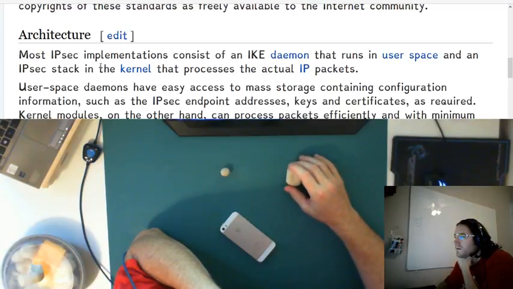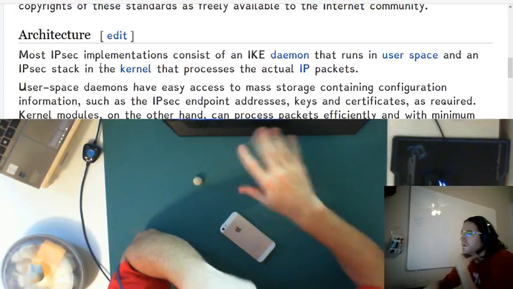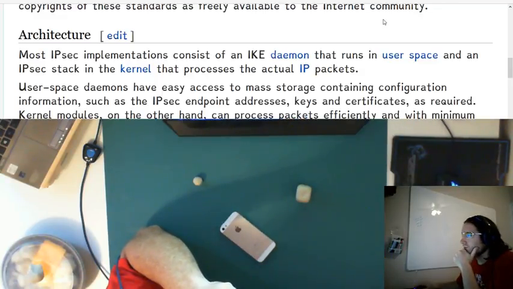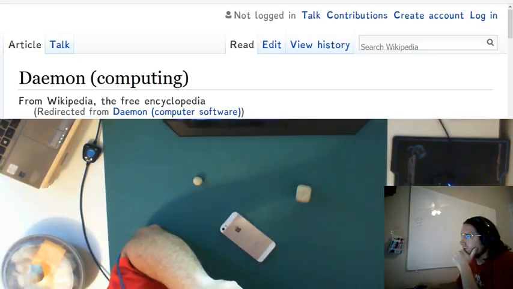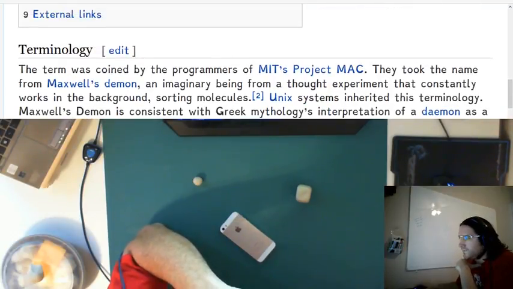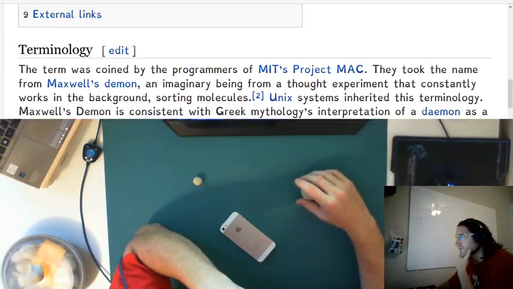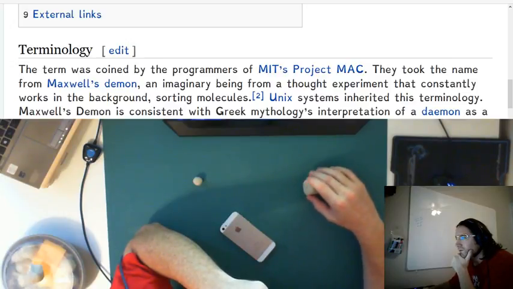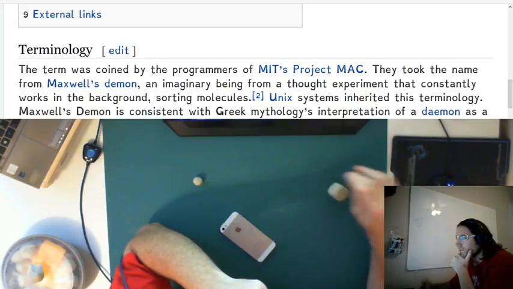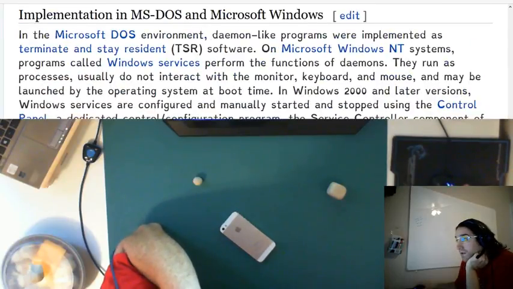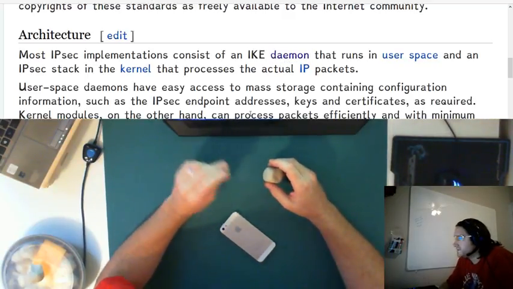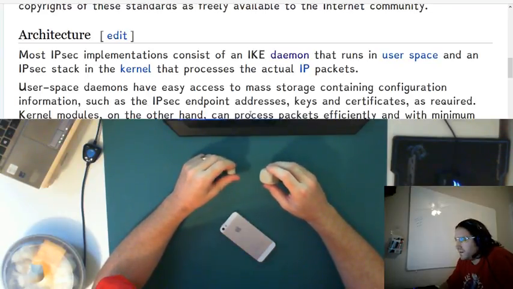Wait a minute. The IPsec implementations consist of an IKE daemon. Just terminology. The term was coined from Maxwell's Demon, an imaginary being from a thought experiment that constantly works in the background. So it's a daemon, it's a service, that runs in the user space and in the IPsec stack.